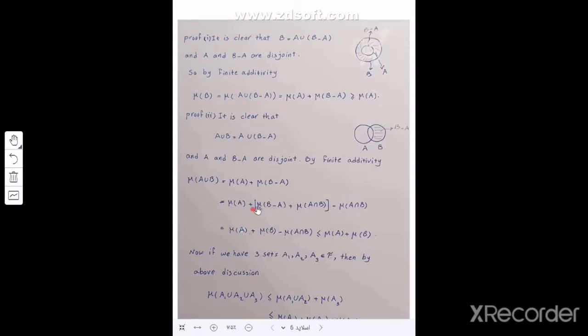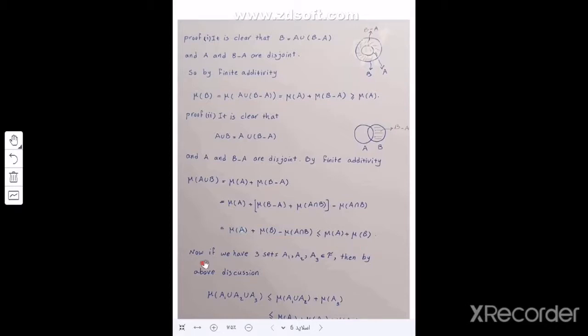So I write mu of B minus mu of A intersection B instead of mu of B minus A. The term mu of A intersection B is positive, so this side is less than or equal to these two terms. So for arbitrary sets A and B, we obtain that mu of A union B is less than or equal to mu of A plus mu of B.